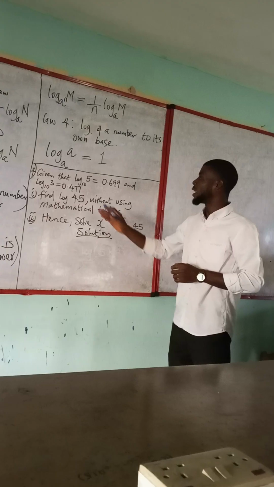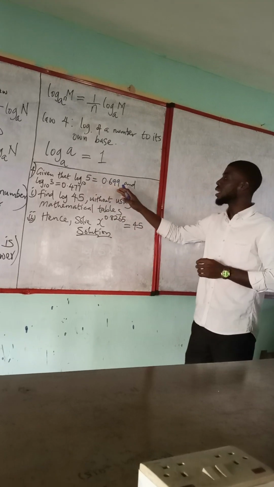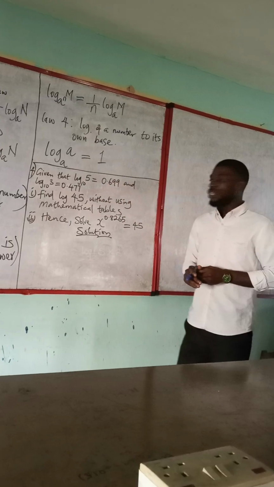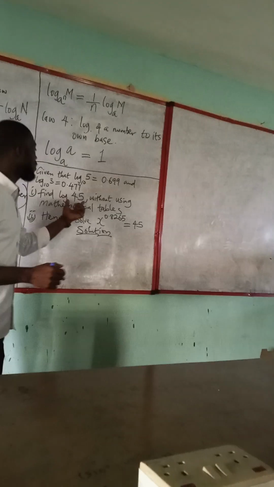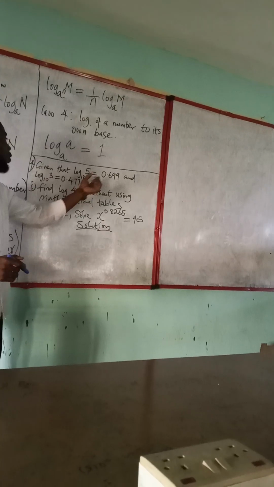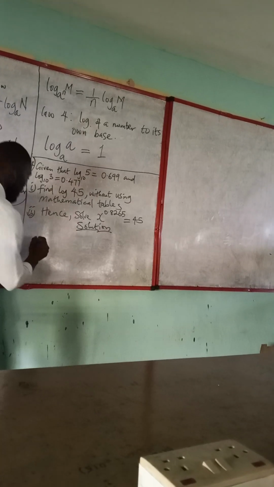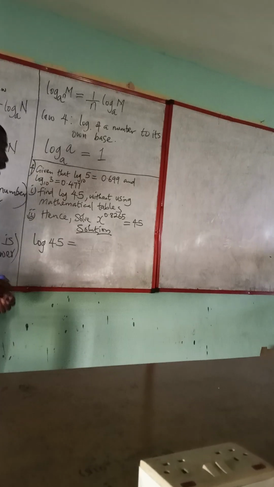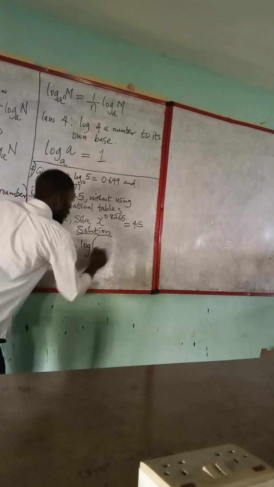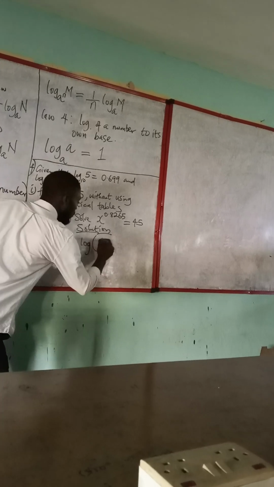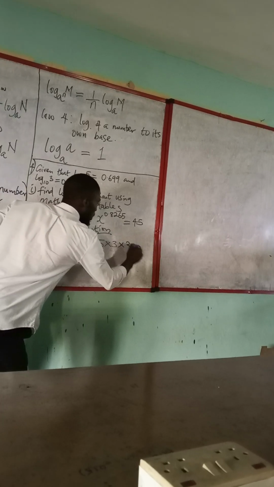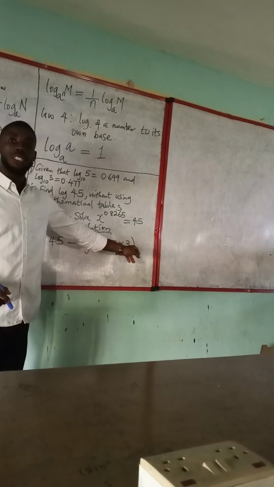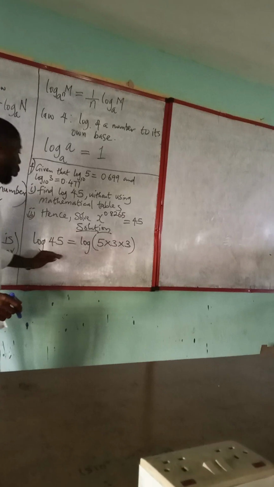What's the given information provided? Log base 10 of 5, which is 0.699, and log base 10 of 3, which is 0.477. So the question now is, how do I express 45 as a product of 5 and 3? Would I say that log 45 is the same thing as saying log of 5 times 3 times 3? 5 times 3 is 15. 15 times 3 will give us 45.